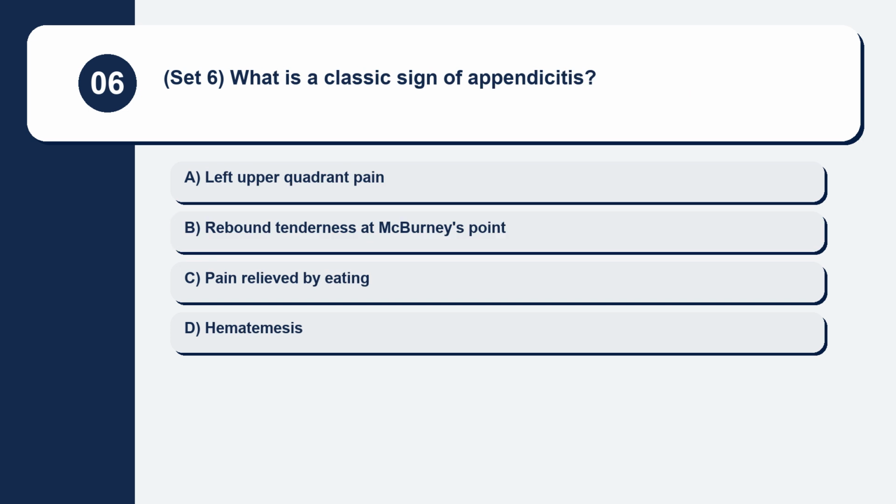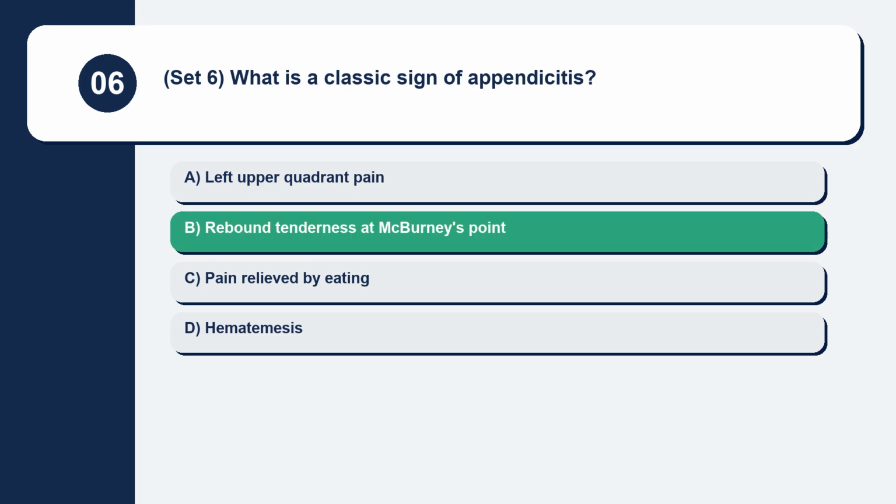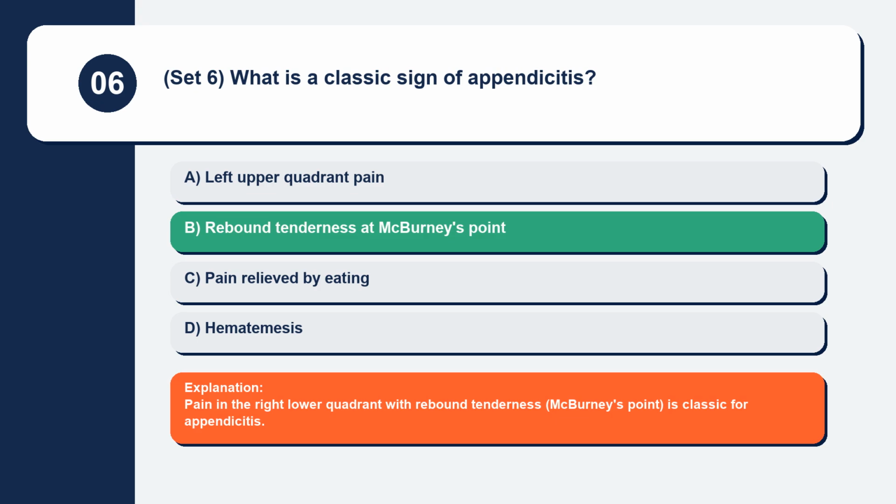Question 6. Set 6. What is a classic sign of appendicitis? Left upper quadrant pain, rebound tenderness at McBurney's point, pain relieved by eating, hematemesis. Pain in the right lower quadrant with rebound tenderness at McBurney's point is classic for appendicitis.